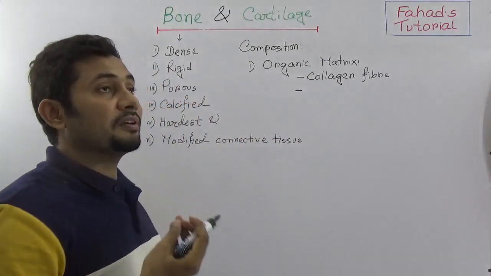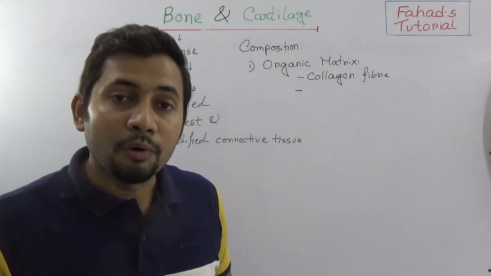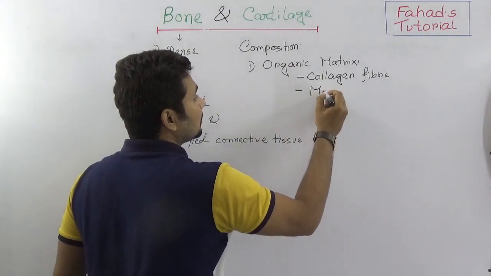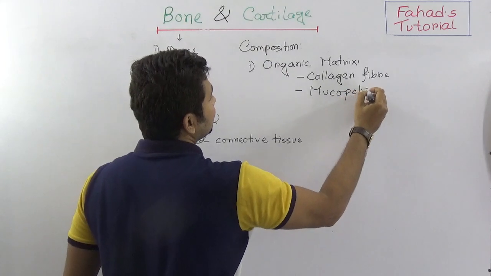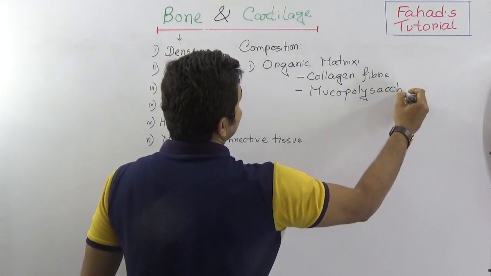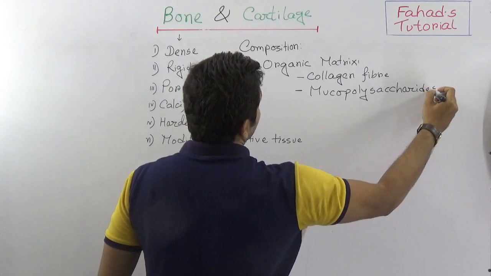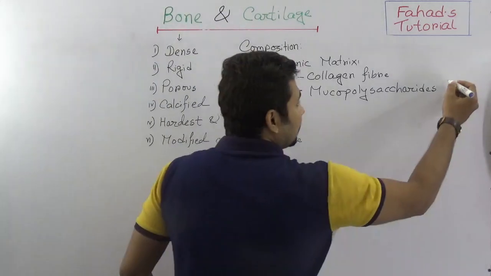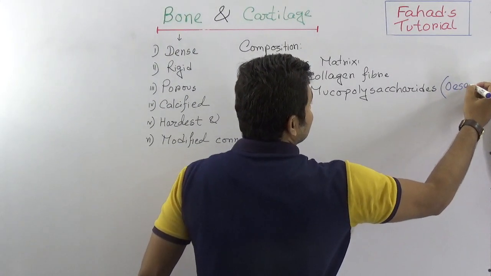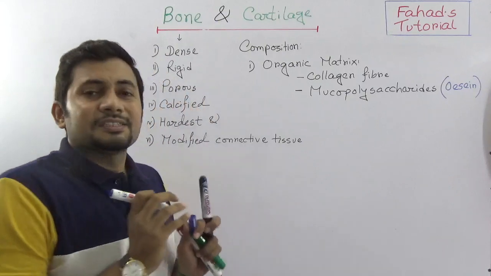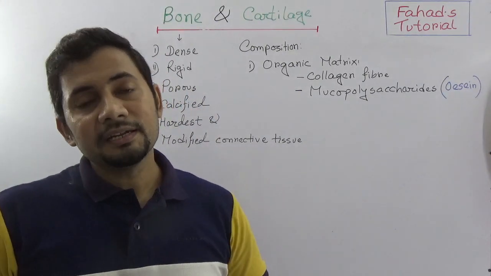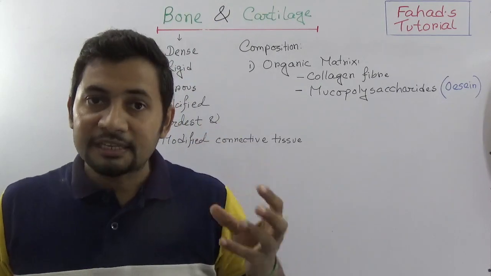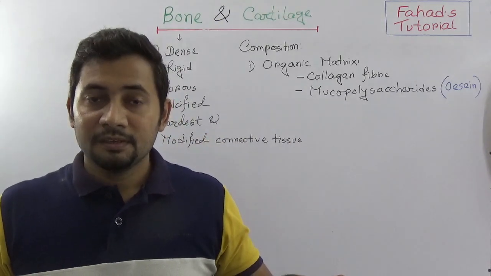Secondly, one important thing that is present in bones is mucopolysaccharide, which is called oesin. This is important. This is called oesin, O-E-S-E-I-N. There are a lot of others, but mainly collagen fiber and mucopolysaccharides are the organic components which form the bones.